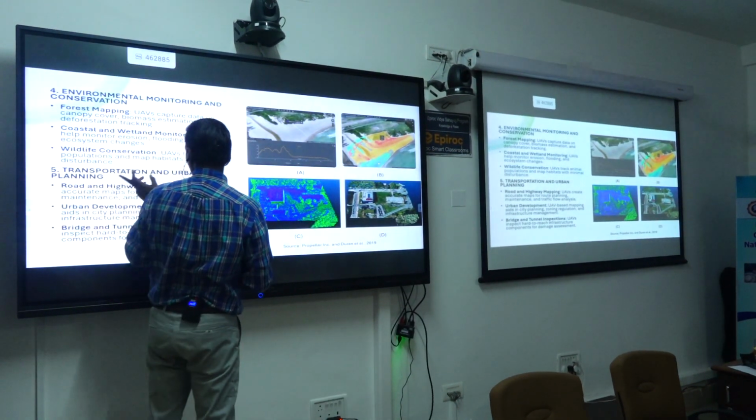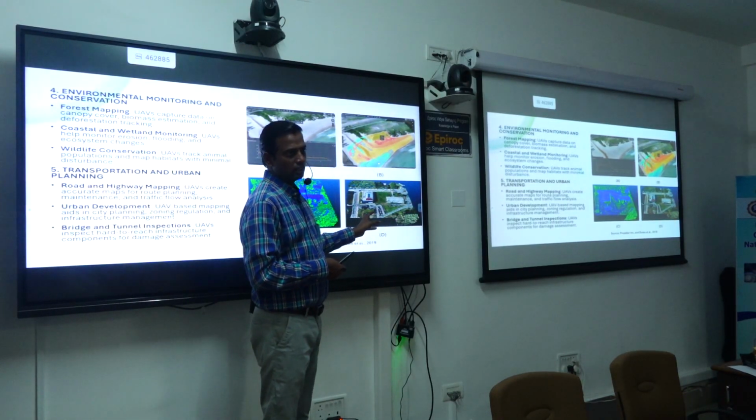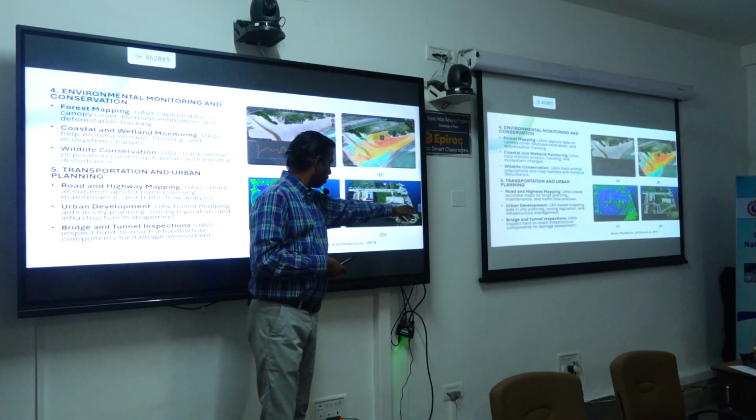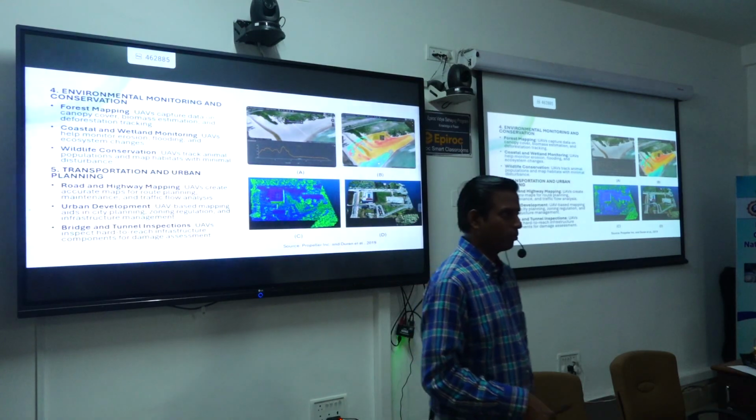The next one is about transportation. Now this is also LiDAR image data, which defines the road mapping of a particular university, or a particular town or urban region.